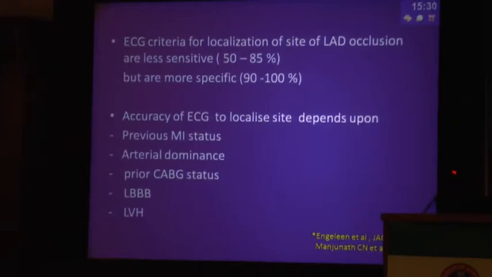Now, the accuracy of the ECG depends upon whether your patient has had previous infarcts, which artery is dominant, and any CABG or left bundle branch block. New onset left bundle branch block itself is a criterion for thrombolyzing patients. So if you have earlier ECGs and you have a new LBBB, besides ST elevation, it's a parameter in which you should thrombolyze your patients.